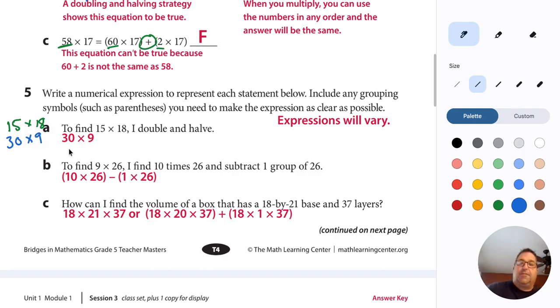So that's exactly where they got that from, okay? Let's see, to find 9 times 26, I can do 10 times 26 and subtract a group of 26. Yeah, that works. So again, we just write our expression. What do we need to write? Right here, 10 times 26, subtract a group of 26.